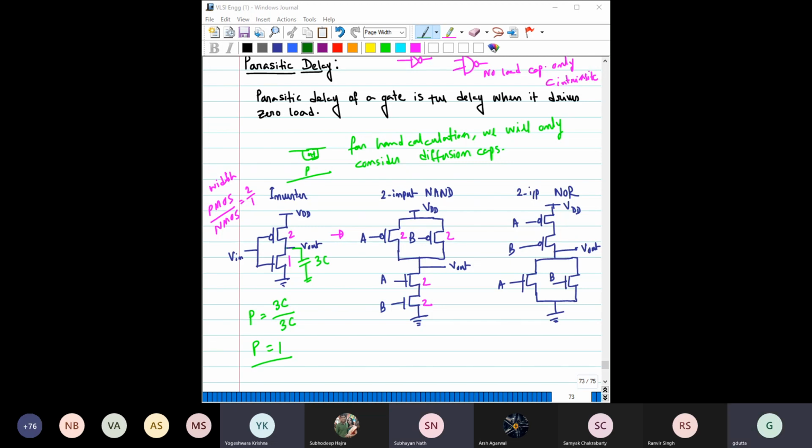Yes, sir. Is it 5C? You are saying it is 5C. So can you explain why you are saying 5? Sir, basically all are 2C. So upper ones are in parallel, so that is 4C, and lower ones are in series.